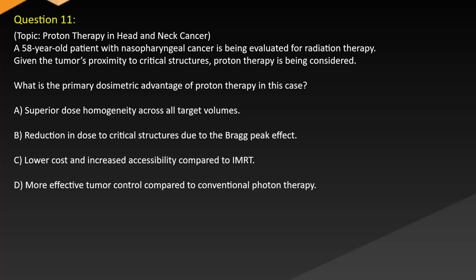Question 11. Topic: Proton therapy in head and neck cancer. A 58-year-old patient with nasopharyngeal cancer is being evaluated for radiation therapy. Given the tumor's proximity to critical structures, proton therapy is being considered. What is the primary dosimetric advantage of proton therapy in this case? A. Superior dose homogeneity across all target volumes. B. Reduction in dose to critical structures due to the Bragg peak effect. C. Low cost and increased accessibility compared to IMRT. D. More effective tumor control compared to conventional photon therapy.